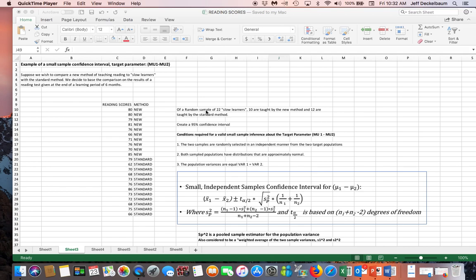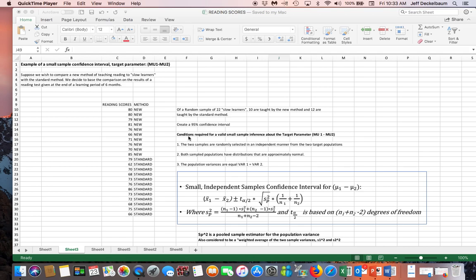We have a random sample of 22 slow learners, 10 of which have been taught by the new method, 12 have been taught by the standard method. So here are the scores on this post 6-month reading test. And we have 10 new scores, we have 12 standard scores. We're asked to calculate a 95% confidence interval.